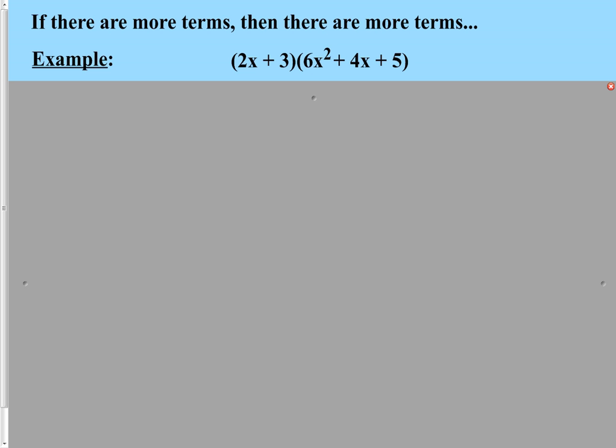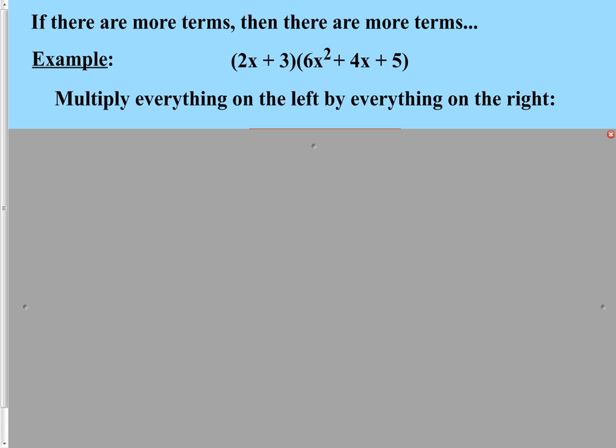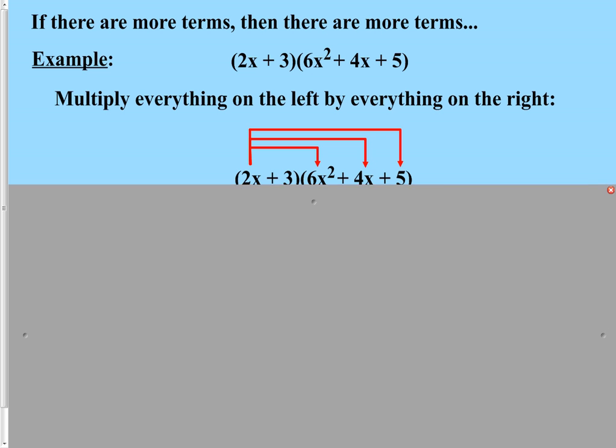Here we go. You have a binomial times a trinomial. How many terms should we expect after the distribution is done? There's 2 terms on the left. There's 3 terms on the right. What's 2 times 3? 6. We should expect 6 terms from the distribution. Okay, so everything on the left times everything on the right.